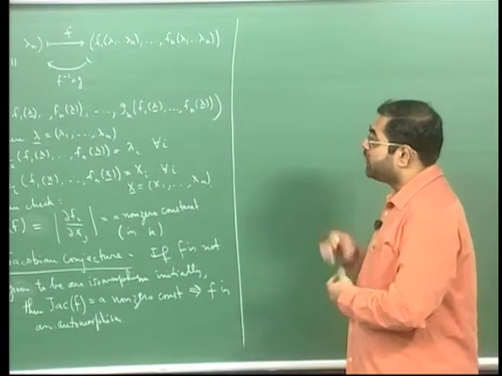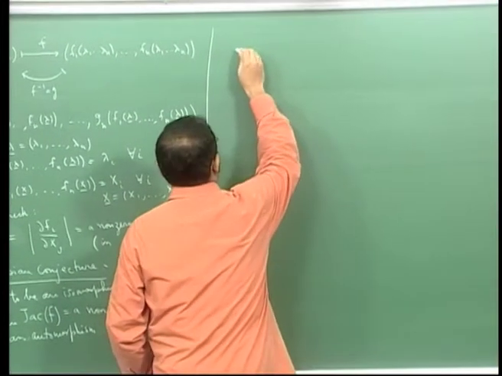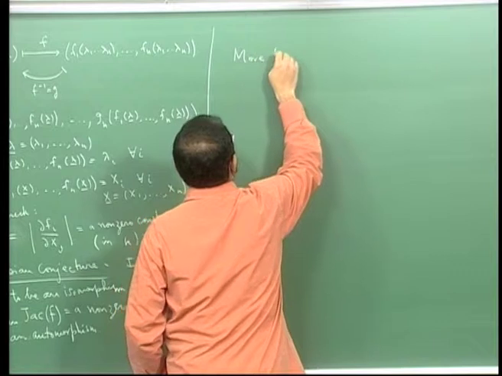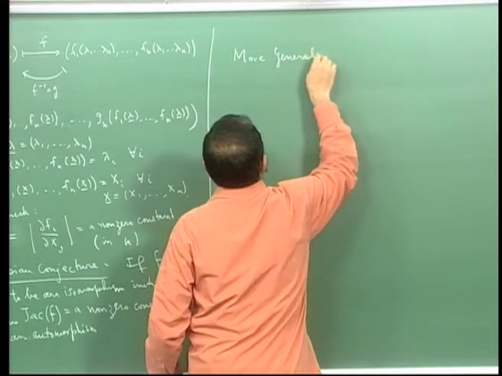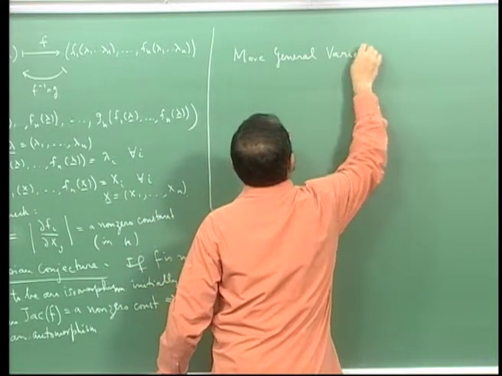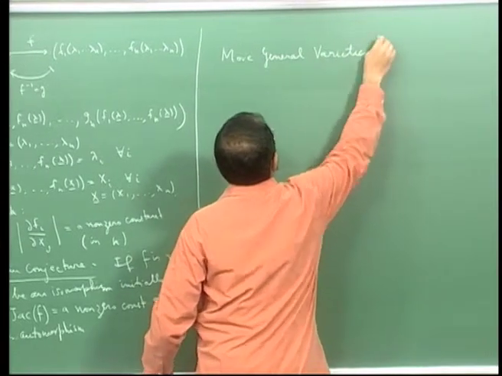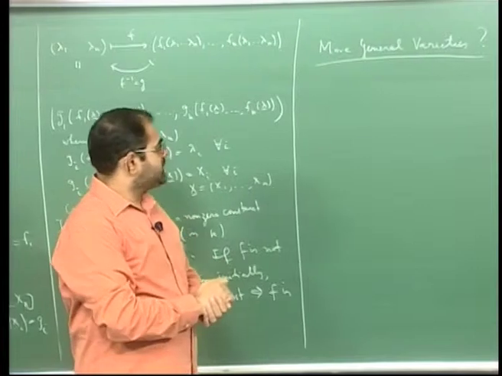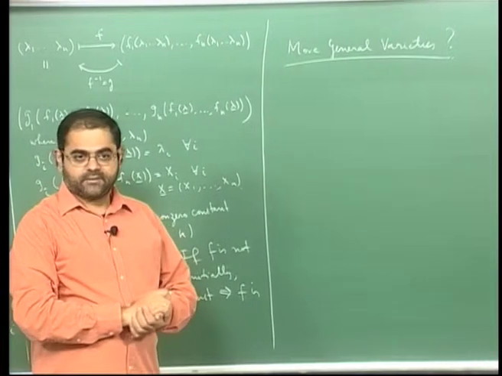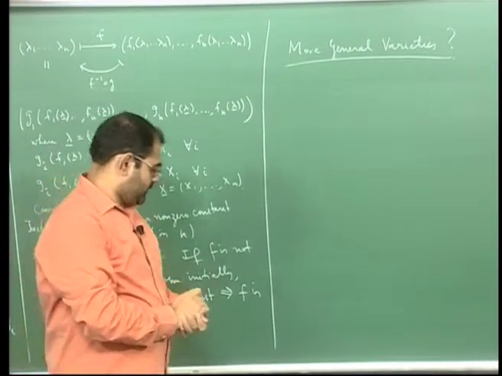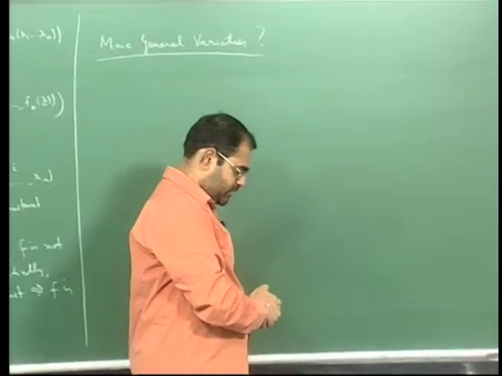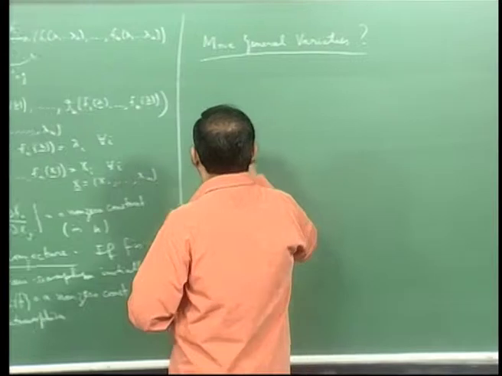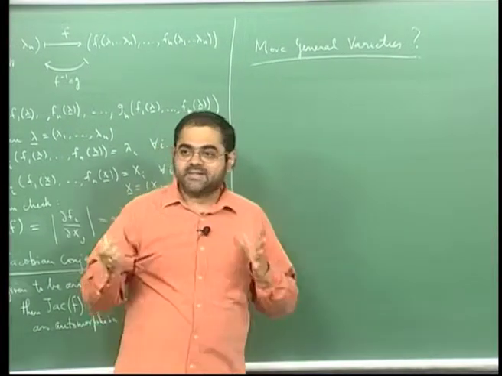What I want to do now is go to the question of more general varieties. So this is what I want to do next. Let me first give an example. So what are the varieties that we know so far?